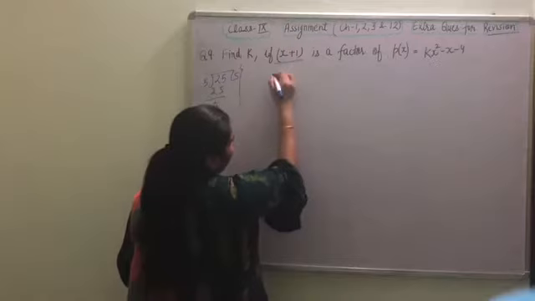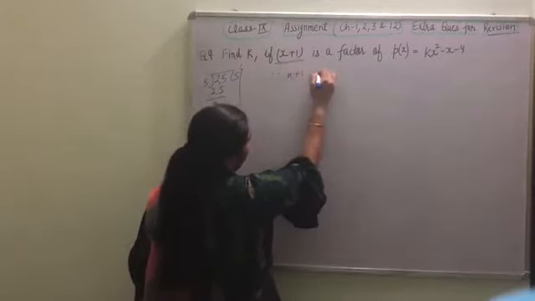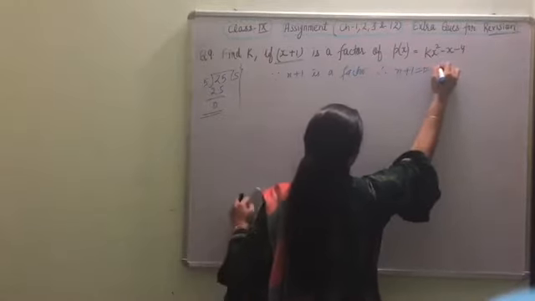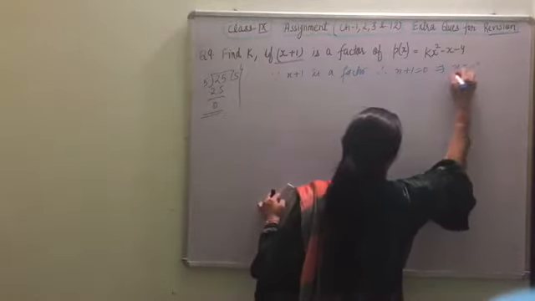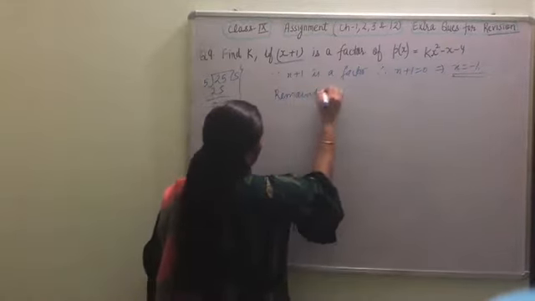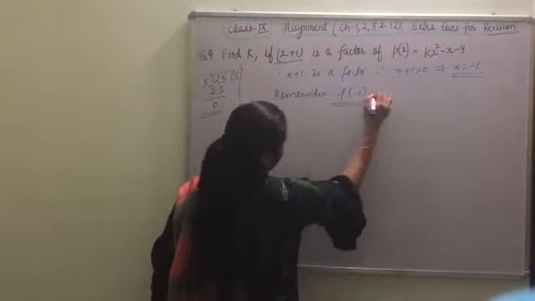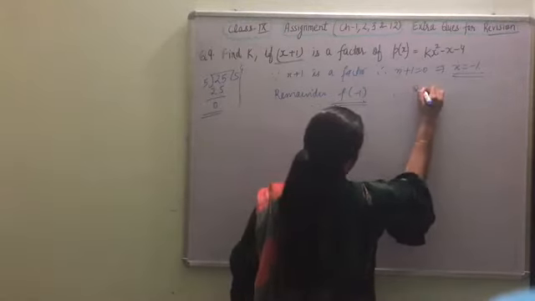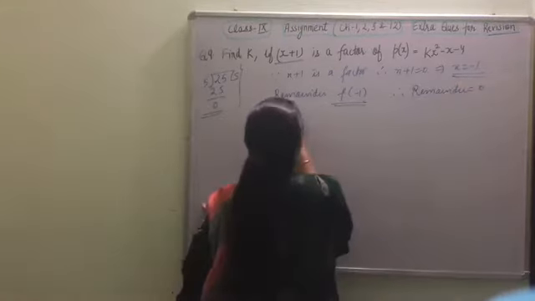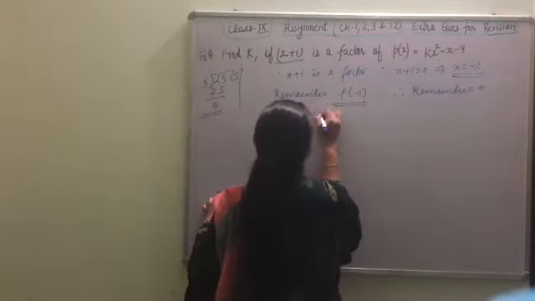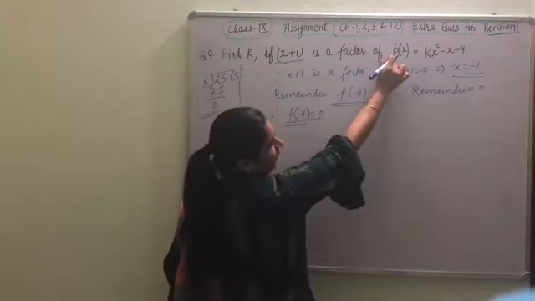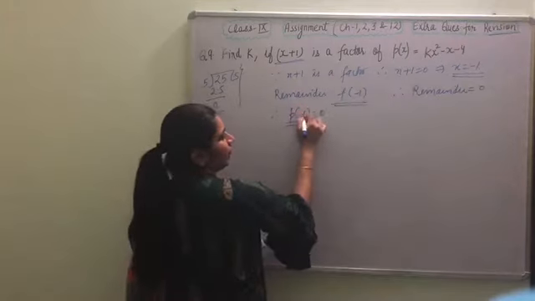So we can write, because x plus 1 is a factor, therefore x plus 1 is equal to 0, x is equal to minus 1. The remainder will be f of minus 1 in this case, and the remainder is equal to 0 because it is a factor. Therefore, f of minus 1 is equal to 0. Here they have written p of x, so I am writing here p of minus 1.